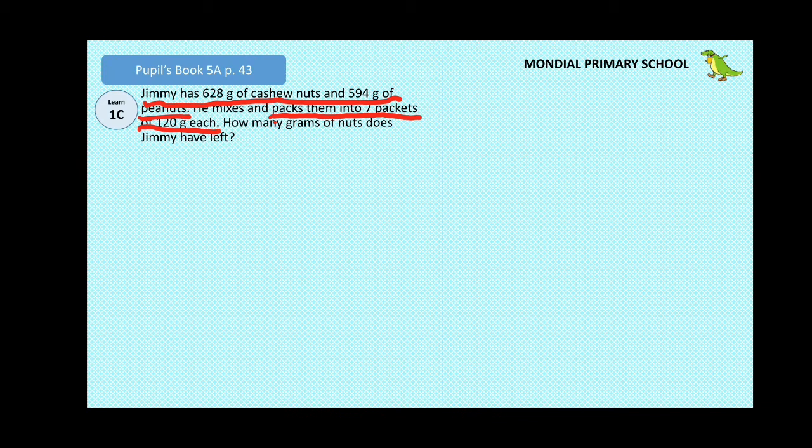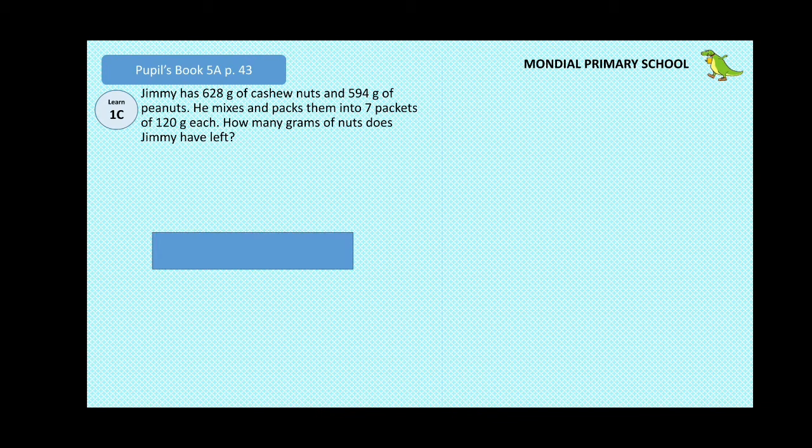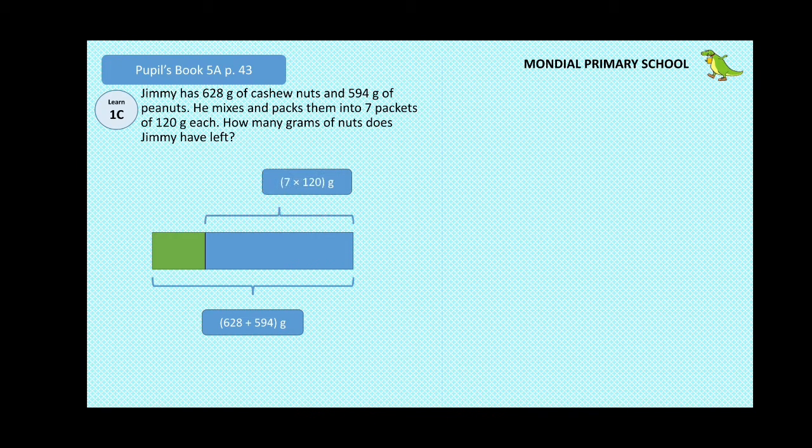Like this. First, draw a box to represent the total weight of cashew nuts and peanuts. But he mixed and packed them into 7 packets of 120 gram each. So we can draw a line, and this is 7 times 120 gram. And we have to find the other one, or the amount of nuts left after packing them into 7 packets of 120 gram each.